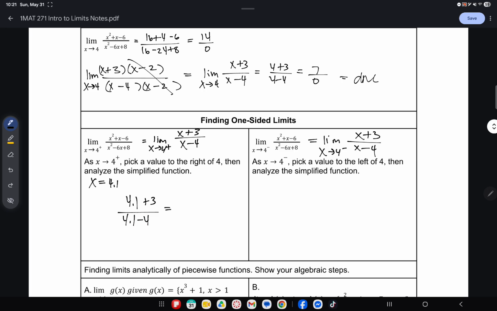Because I know it's a vertical asymptote, I'm just looking for the sign. I just want to know, am I going to positive infinity or am I going to negative infinity? So 4.1 plus 3, doesn't matter what the number is, it's a positive. And then in the denominator, 4.1 minus 4, also positive. And a positive over a positive is going to give a positive. So this is going to positive infinity.